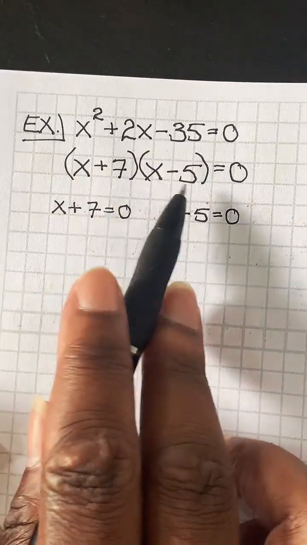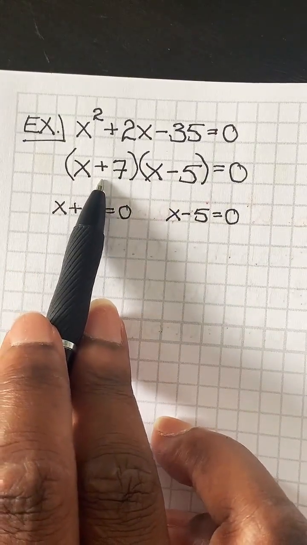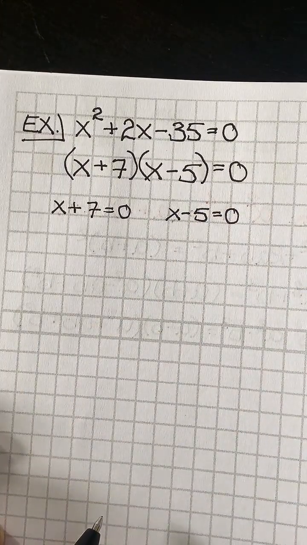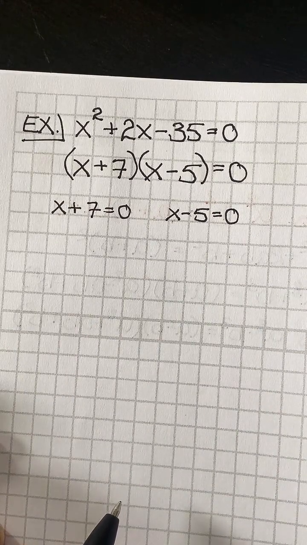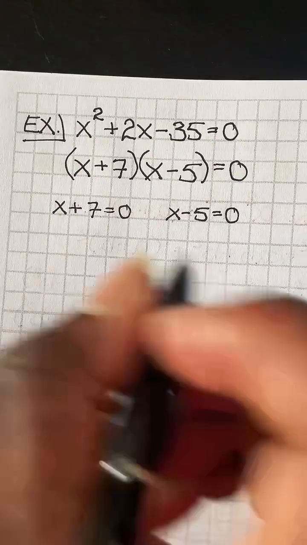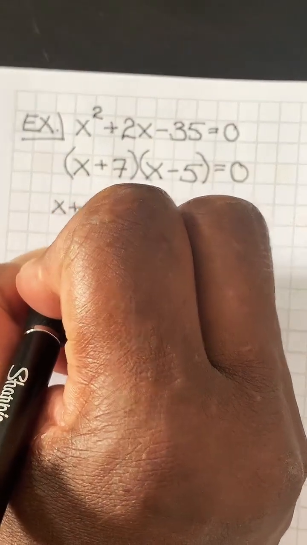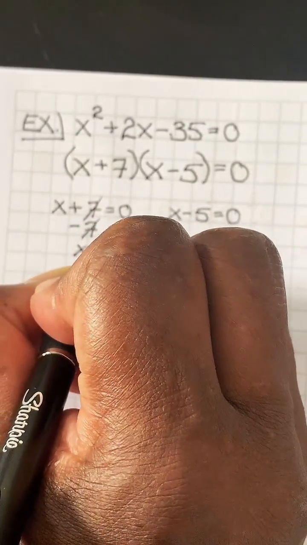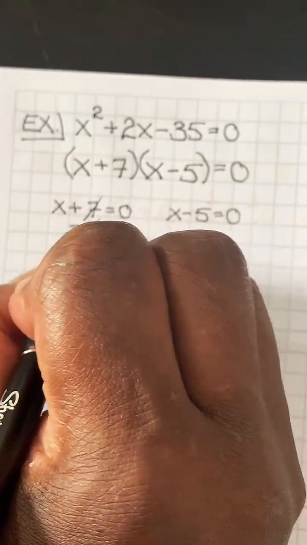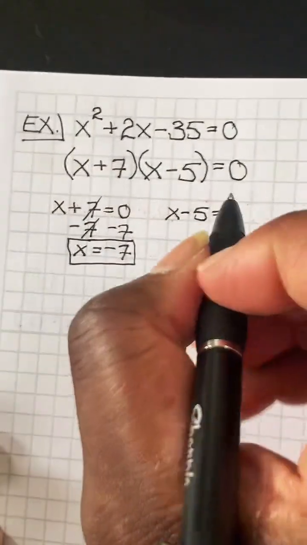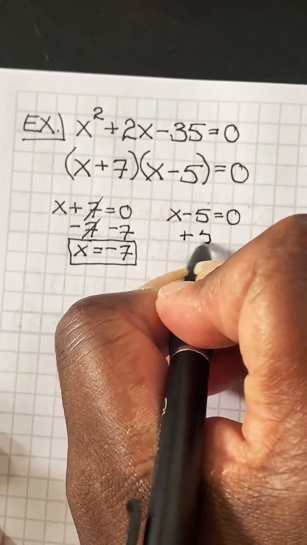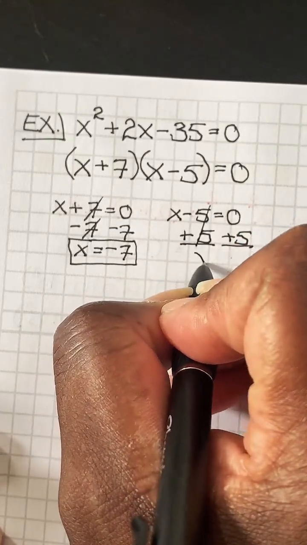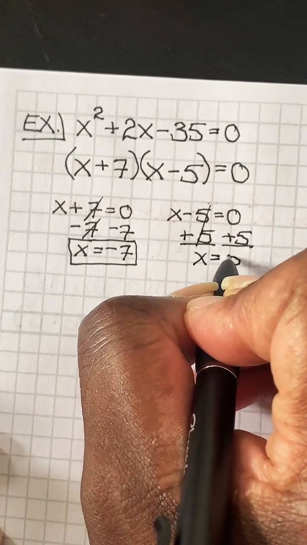It doesn't matter how you arrange them. If you had x minus 5 over here and x plus 7 over here, that's fine. All right. So we're going to subtract the 7 on both sides. So we have our x is equal to negative 7. That's one of my solutions or zeros. Add the 5 on both sides, and then we have x is equal to 5.